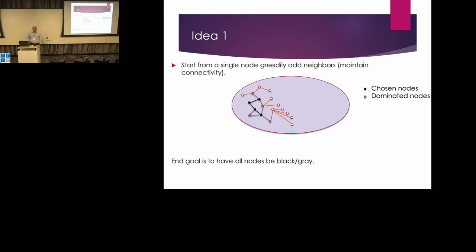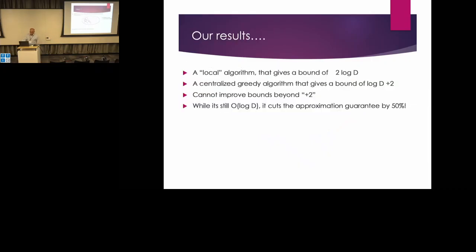Sorry, what is d? d is the maximum degree of a node. In set cover, it's the largest set size. Here, the sets you can think of as a vertex and its neighbors. So that's where the d is coming from.